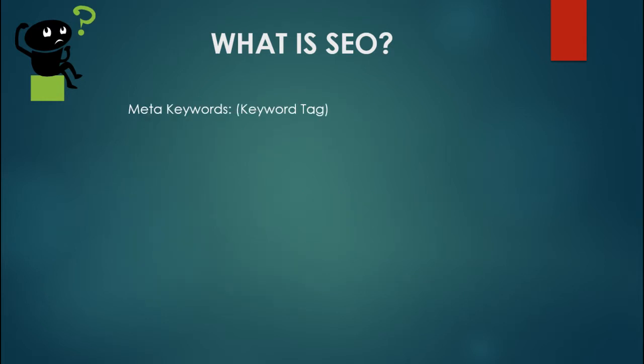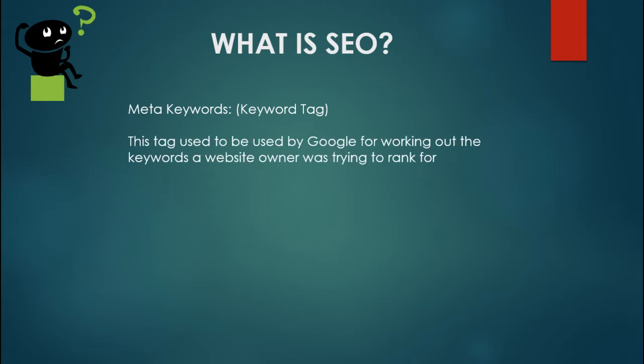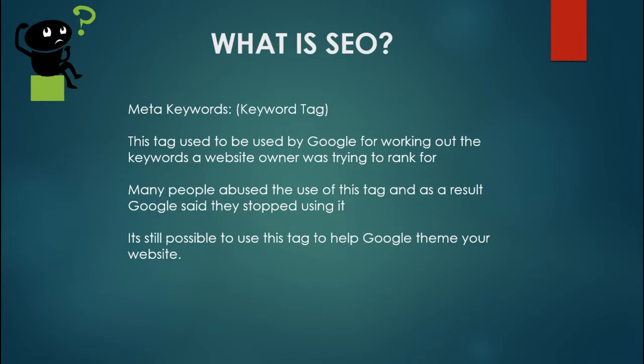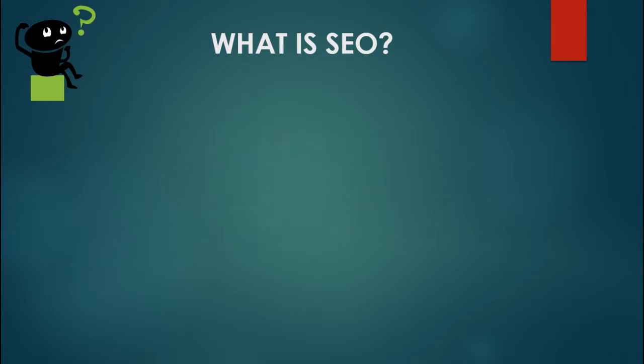The next tag is the meta keywords tag. It's also referred to as the keywords tag. This tag used to be used by Google for working out the keywords a website owner was trying to rank for. However, many people abused the use of the tag, and as a result, Google said they stopped using it. It's still possible to use this tag to help Google theme your website, but it's not going to directly help you with your rankings. The next tag is the image alt text, or alt tags as they're referred to in the industry.